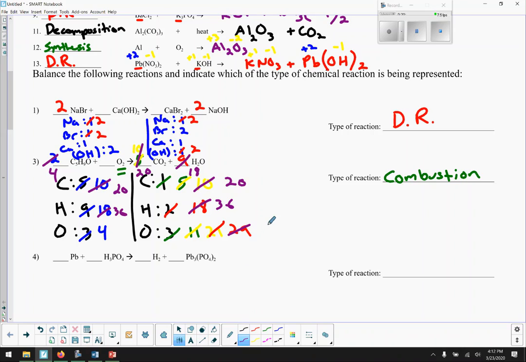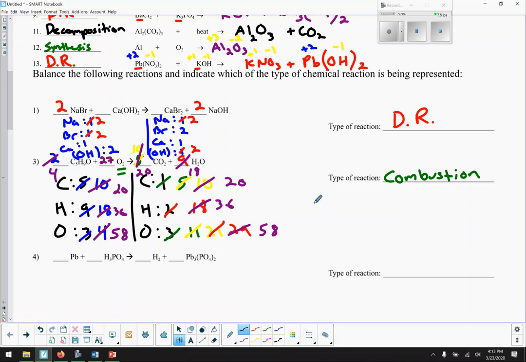So 58 oxygens on this side, which means I have 4 from the, and you have to be careful here, I have 4 from the hydrocarbon here. And so I need 54 additional ones. So to get to 54 additional ones, that would be 27, and that gets me to 58 total.